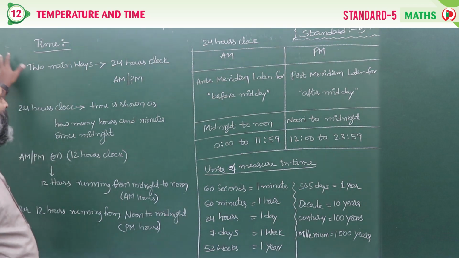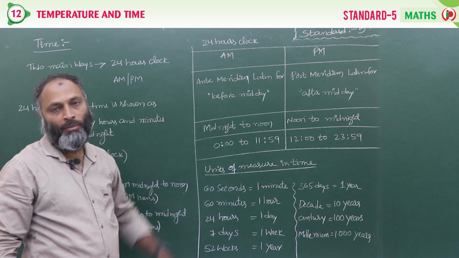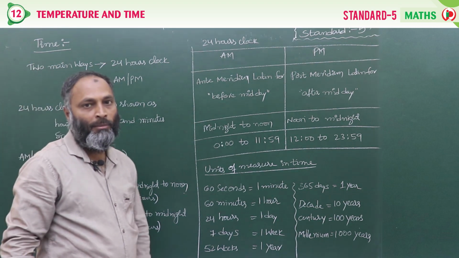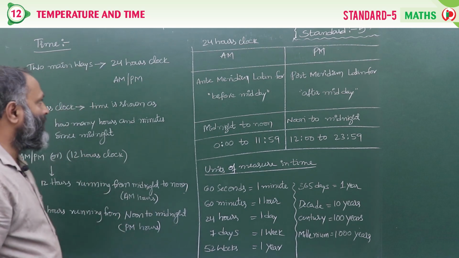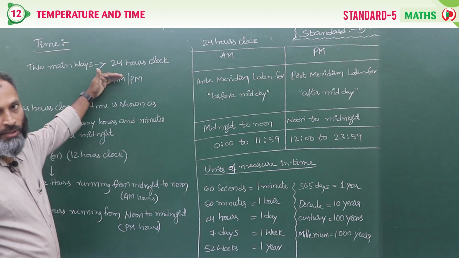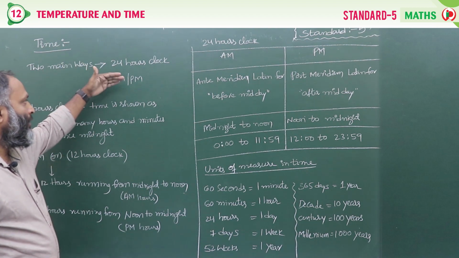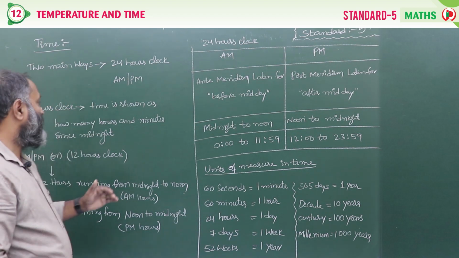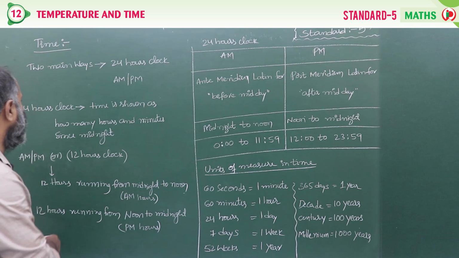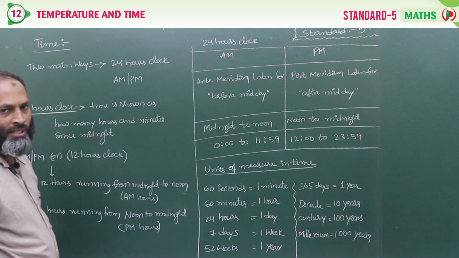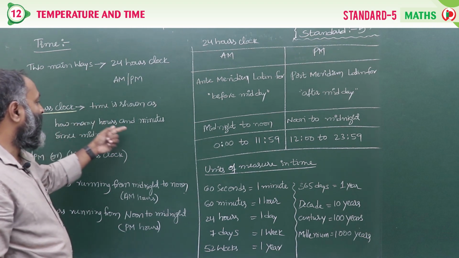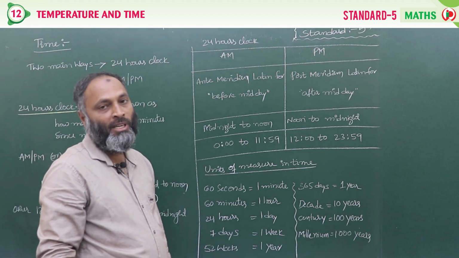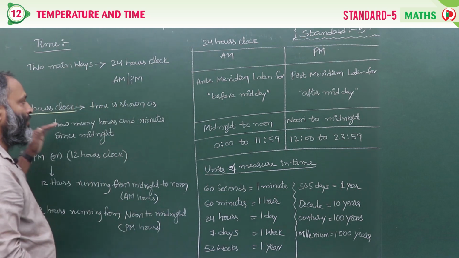Now students, see here, the concept about time. Basically we have two main ways to represent time. What are the two ways? Using the 24 hours clock, and using AM and PM. So what is the 24 hours clock? Time is shown as how many hours and minutes have passed since midnight. That is represented using the 24 hours clock.